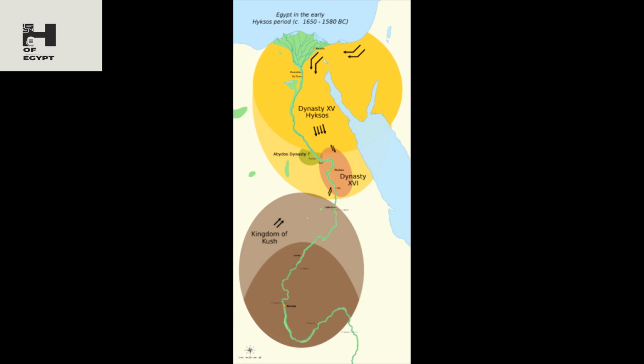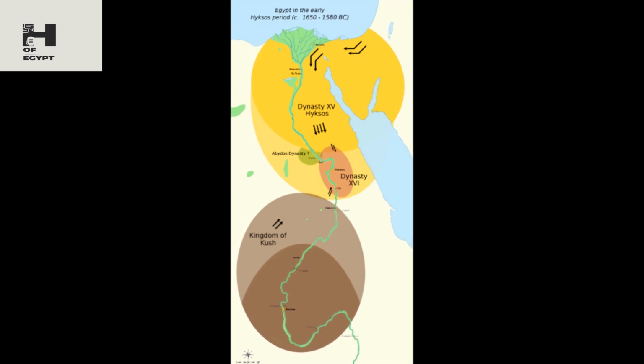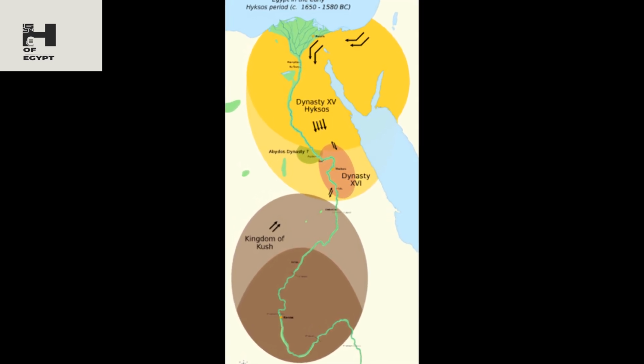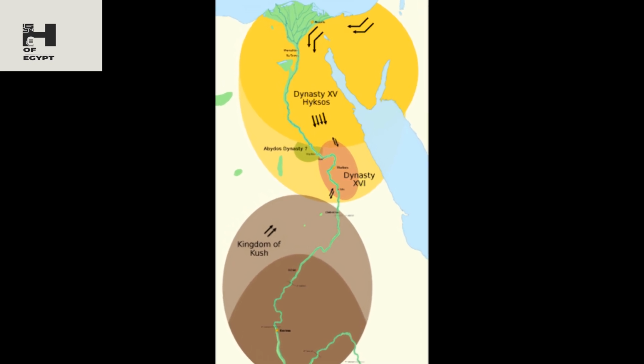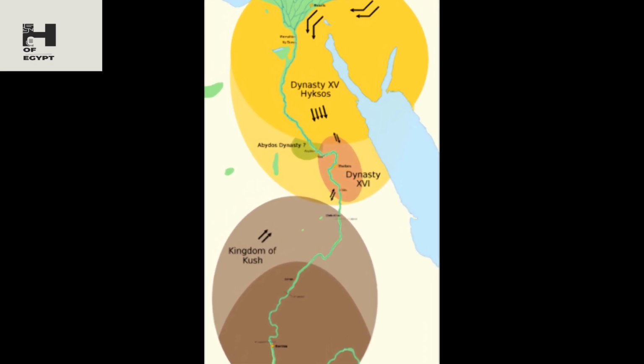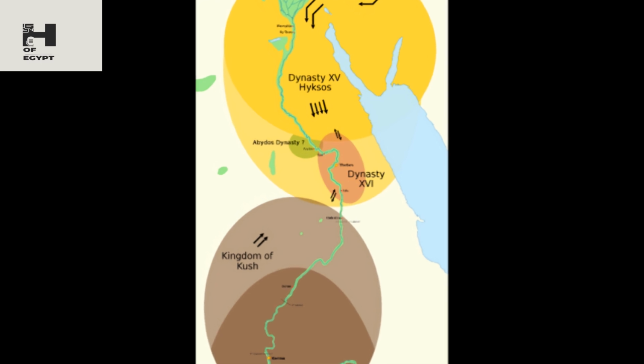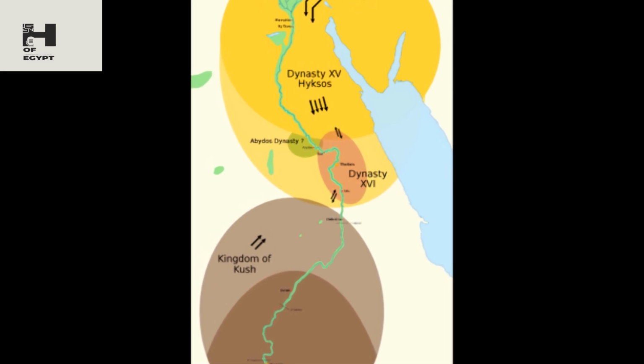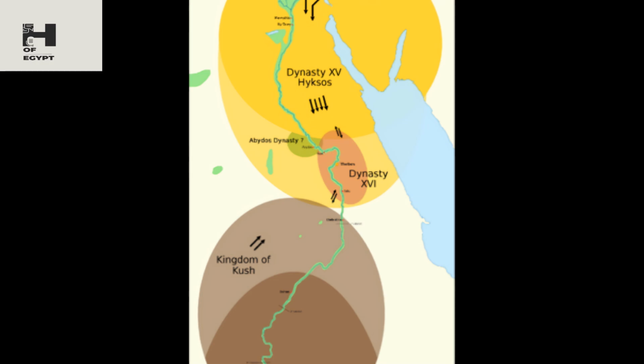The Second Intermediate Period is one of the weakest periods in Egyptian history, as the rulers of Egyptian provinces gained independence and the country fell under foreign control, whether from the north or the south. This period included the rule of dynasties from the 13th to the 17th.